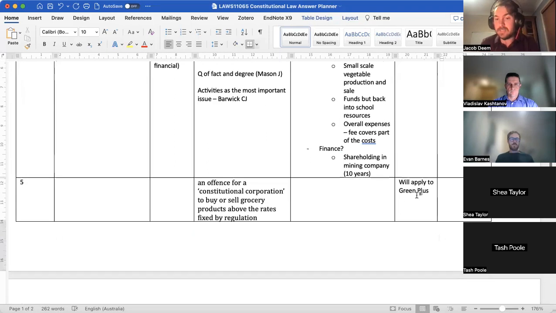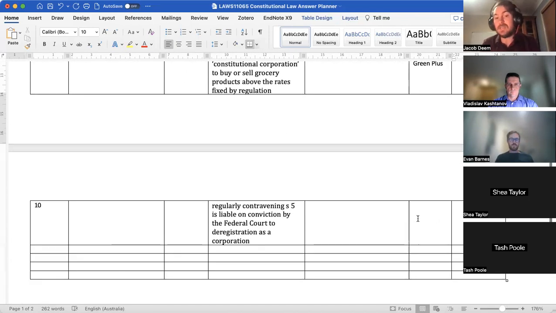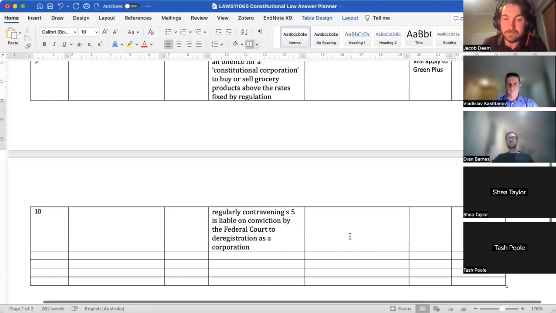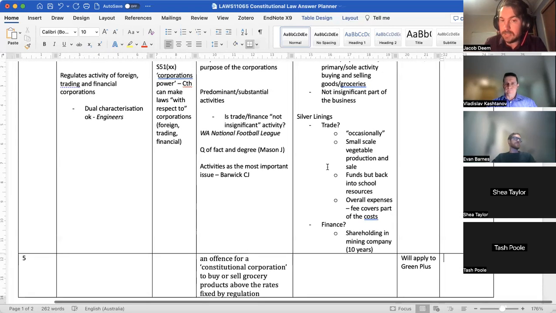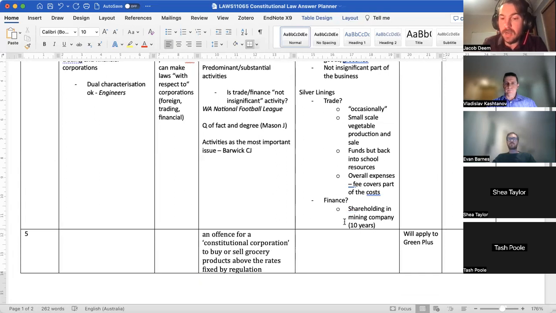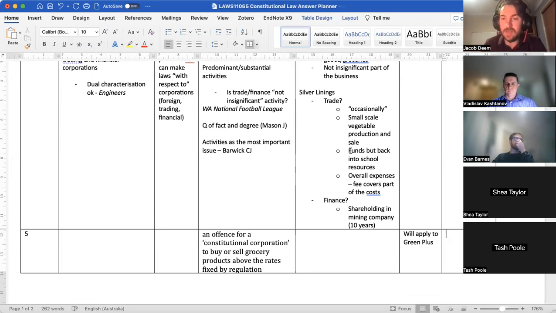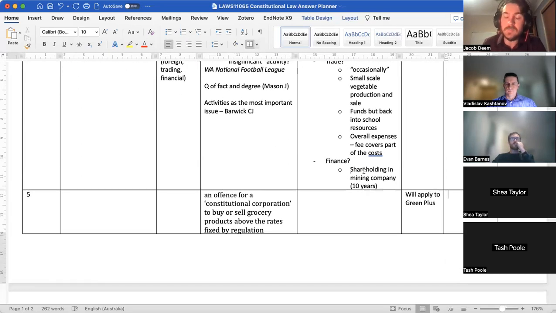And the practical effect is they shouldn't be selling above market rates, which also means that Section 10 will apply. And the practical effect is that they can potentially be deregistered as a result of Section 10. In terms of silver linings, it's a little bit more arguable, but potentially they're a trading corporation, in which case, same thing, Section 5 and 10 will apply, and they're at risk of being deregistered as well.